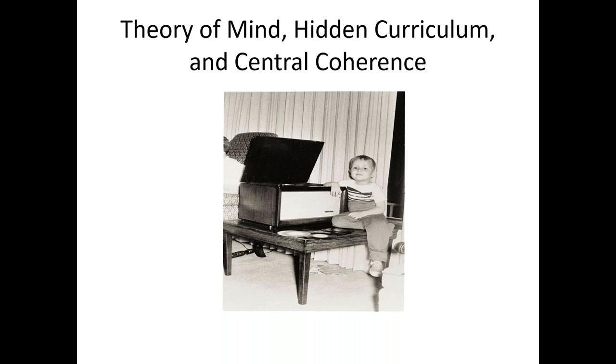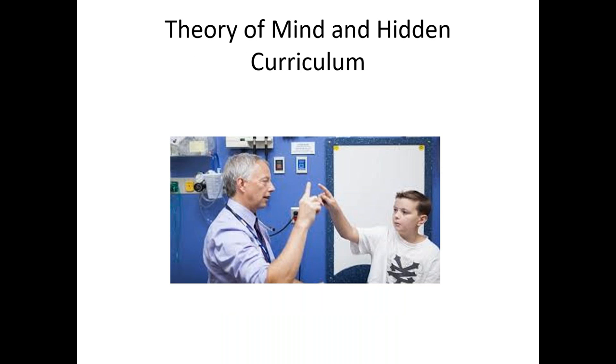And you can also see the issue of central coherence. He gives you a lot of details, the details that he saw, that he remembered, and that were important to him. But there's no sort of big picture about what it was like going to Boston. Here's an example of when theory of mind and hidden curriculum don't work to present as problems. These things come together, and they make difficulties in context. And when the context isn't provided by the adult in question, then you end up with difficulty.